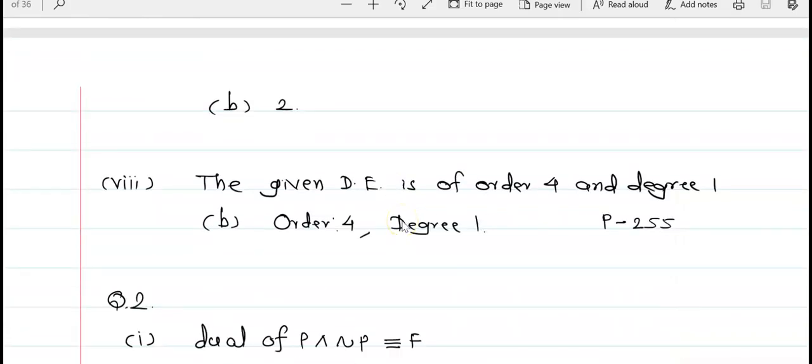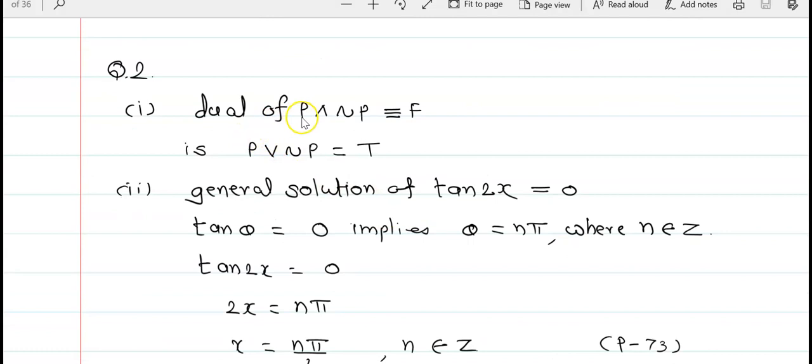It's a solution. The dual of p and negation of p equals F. That is, p or negation of p is equivalent to T. I forgot to write out one more line there.